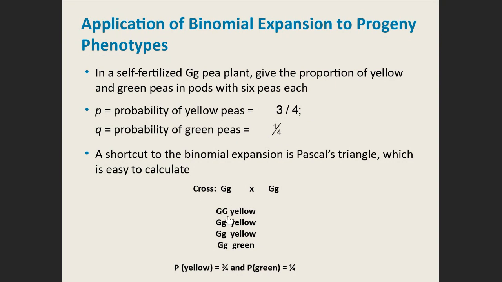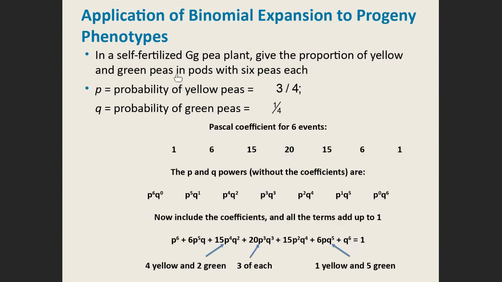So this is essentially justifying what I just told you, that the probability of a yellow seed is 3/4 and the probability of a green seed is 1/4. And we're going to look at what happens if we look at pods with 6 peas. So if you have 6 peas, what is the probability of having 6 yellow peas, 6 green peas, and everything in between, 5 yellow and 1 green, etc.? This is exactly the same way to go about it as I just told you. It's just a bit longer.